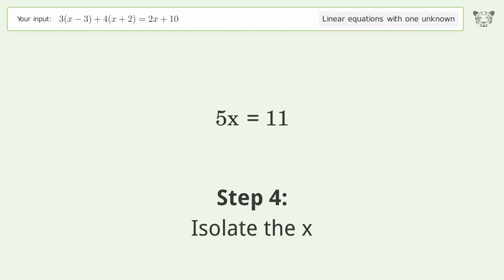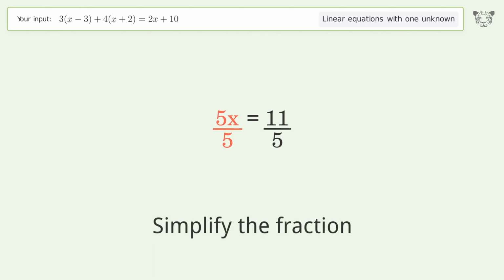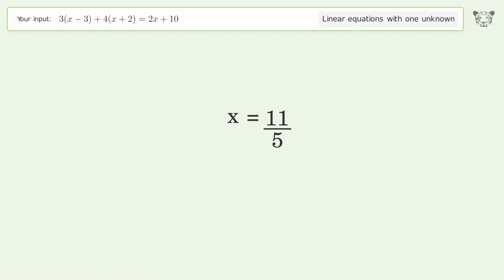Isolate the x. Divide both sides by 5. Simplify the fraction. And so the final result is x equals 11/5.